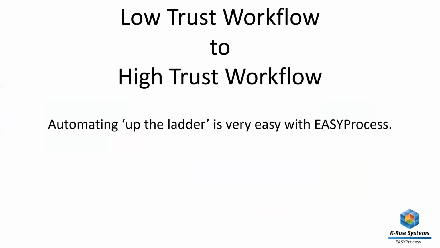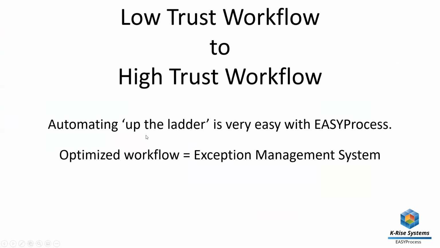So I can change a manual process to an automated process without having to change the workflow statuses really easily, right? And so you get to that point where we start having what we call optimized workflow, where it's not a workflow system anymore, it's actually becoming an exception management system. So you're only notified when you actually have to do something. You don't have to interact with the system anymore.